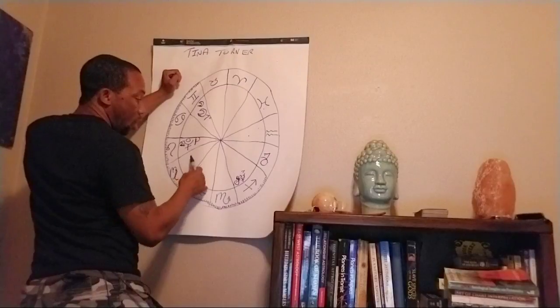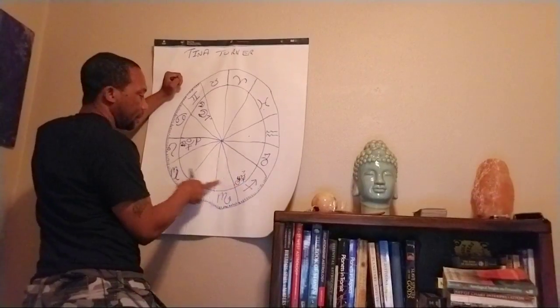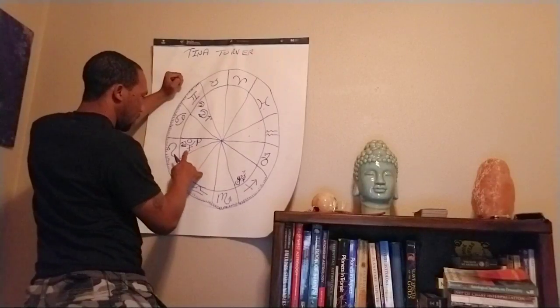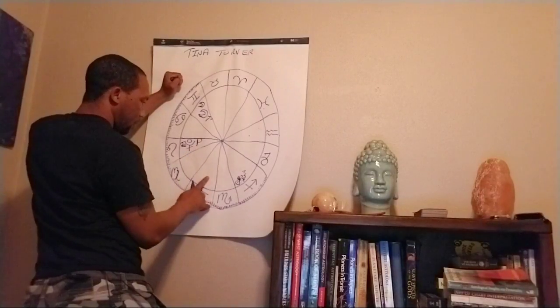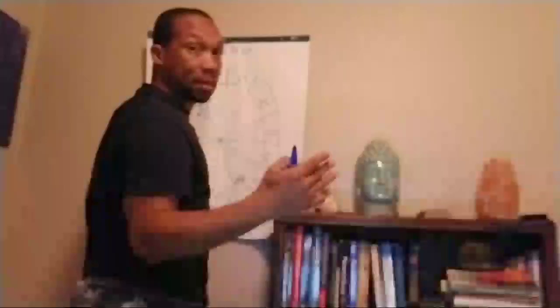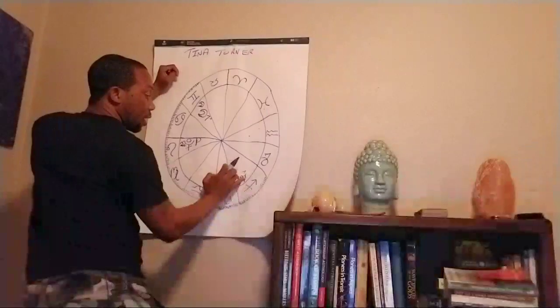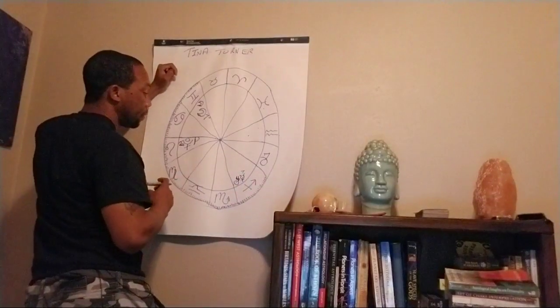And this is 1, 2, 3, 4 signs away. Sorry, wait a minute. 1, 2, 3. Yeah, so it's not 3 signs, it's 4 signs. My apologies. The trines are 4 signs away.